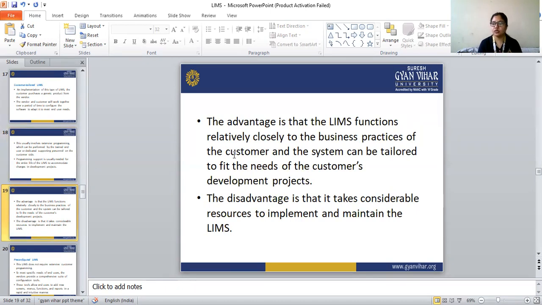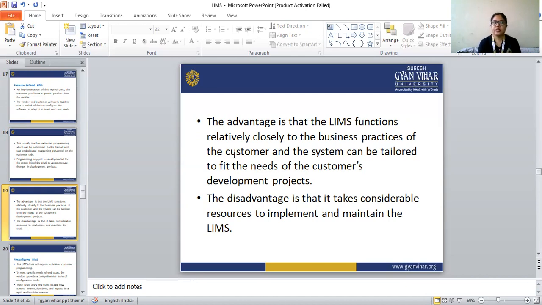Okay, so the disadvantage is that it takes considerable resources to implement and maintain the LIMS. So the main disadvantage is that this particular customer tailored LIMS needs considerable resources, meaning the vendor or the trained person required for maintaining or implementing this LIMS. This is the main disadvantage of this LIMS. Otherwise, this is very good because this is according to the taste of the customer.